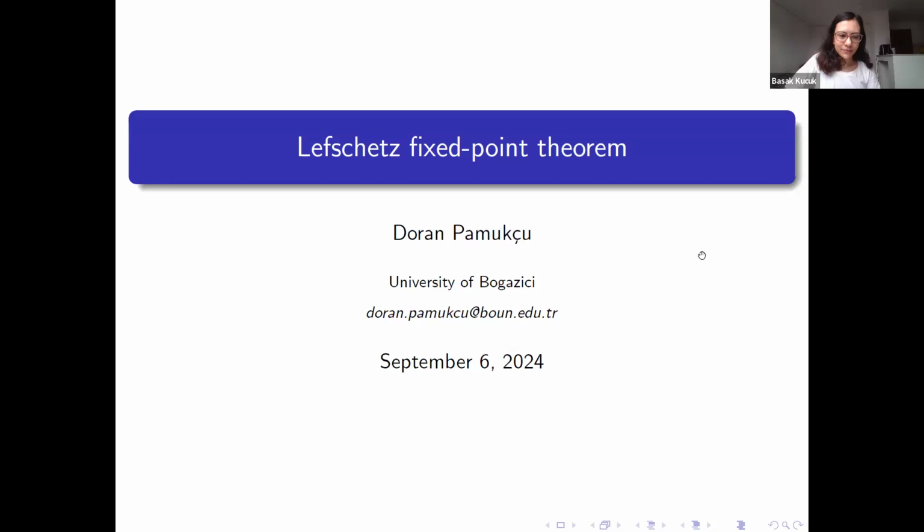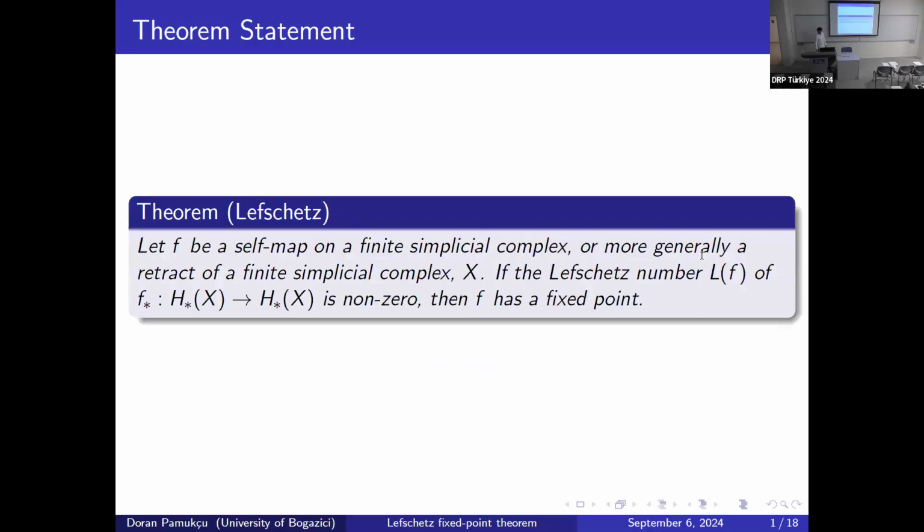Thank you, Başak. I want to first say that this will be an algebraic topology presentation. And we're going to do this theorem and talk about it. Let's get straight into the theorem statement.